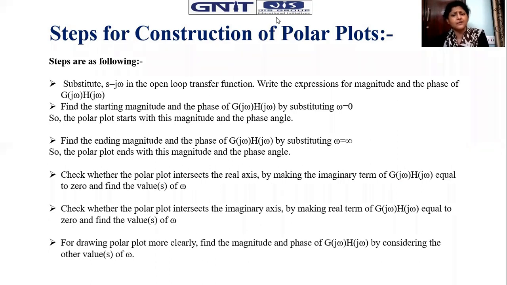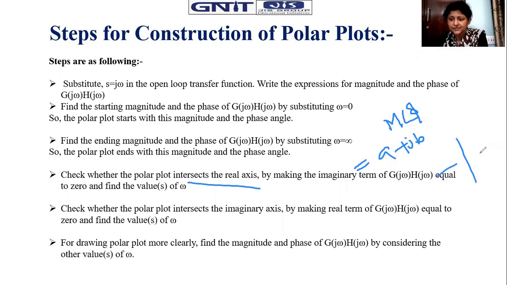So what is a common concept is that the polar plot has its rectangular form, a plus jb. Whenever you have to find the real axis intercept, while the polar plot is moving and crossing the real axis, you need to find, suppose, this distance, O to A. So that vector length, how could you find? The concept is that it is attaining minus 180 degree at that particular frequency.